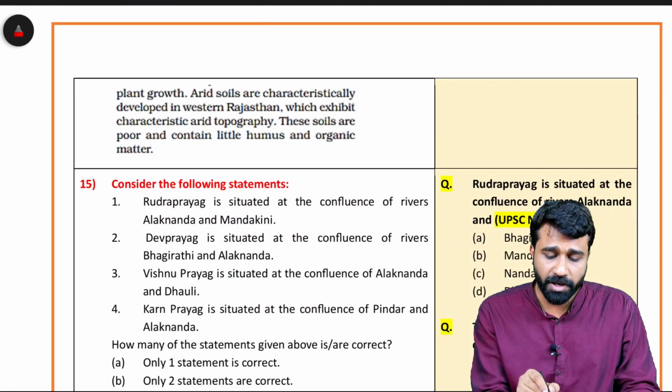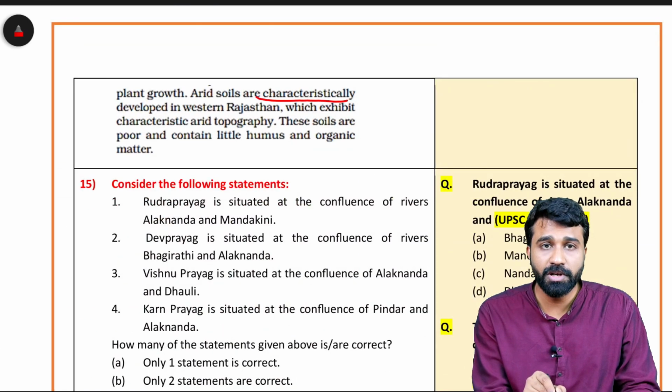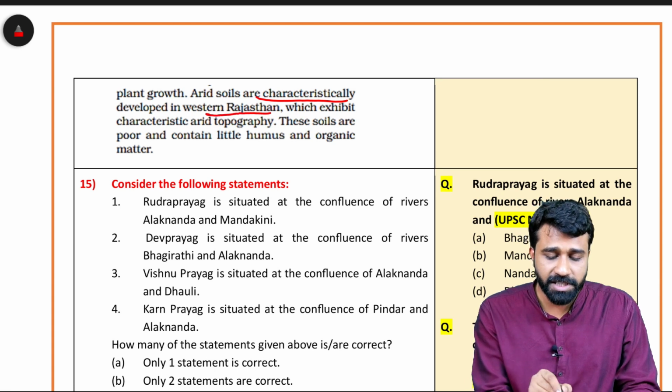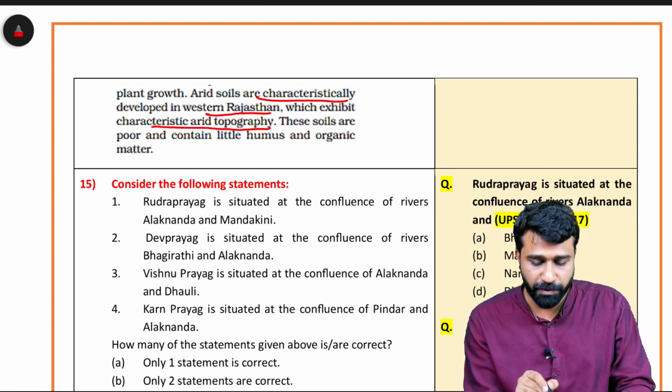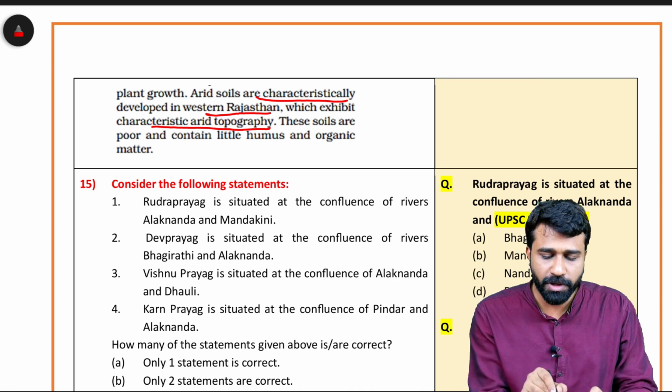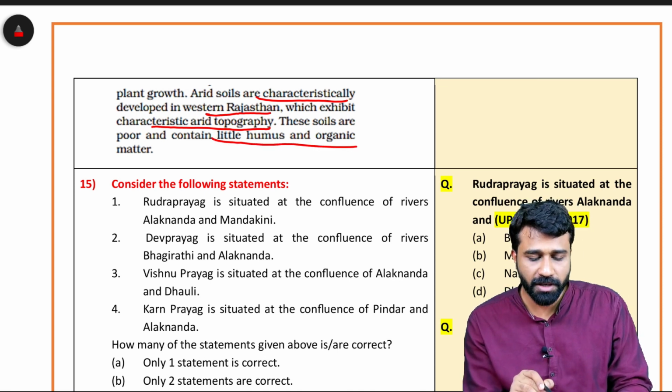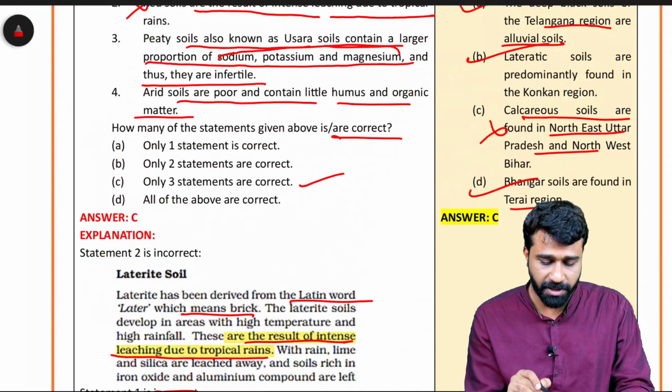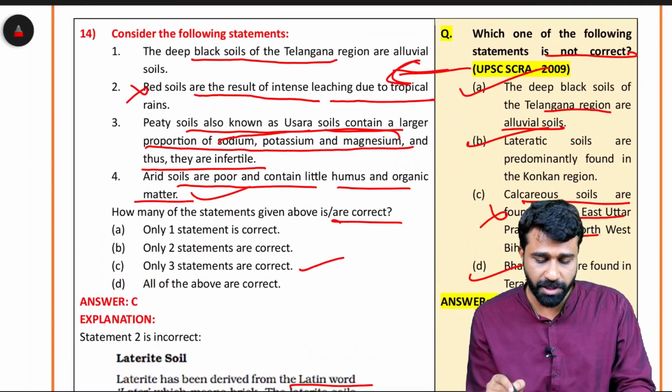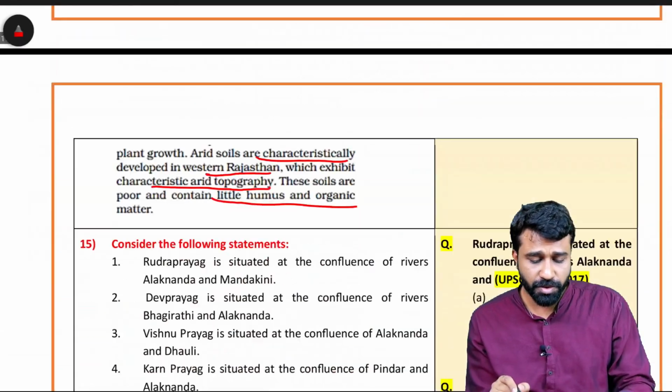Next. Arid soils are characteristically developed in western Rajasthan, which exhibits very arid topography. These soils are very poor, and they contain little humus and organic matter. This is also a true statement. The fourth statement is also a true statement. Okay, so no doubt at all.